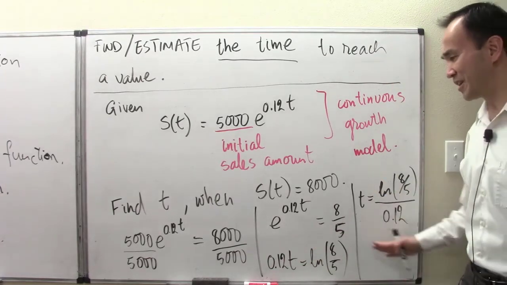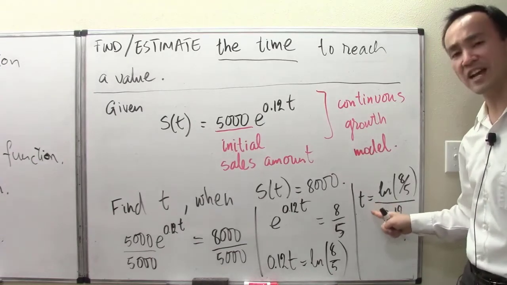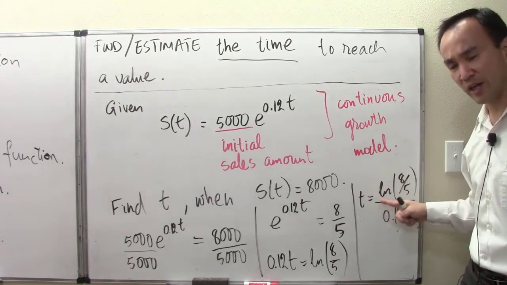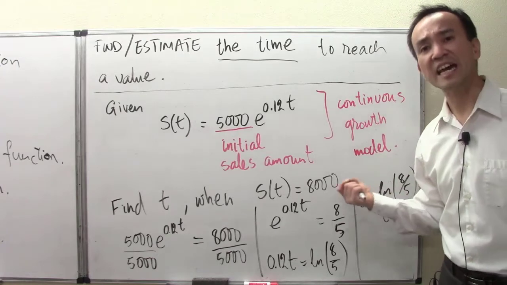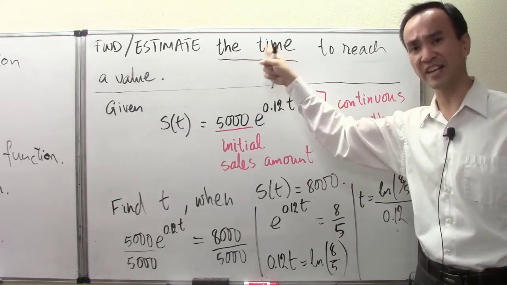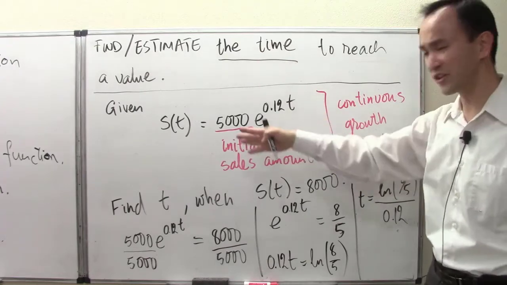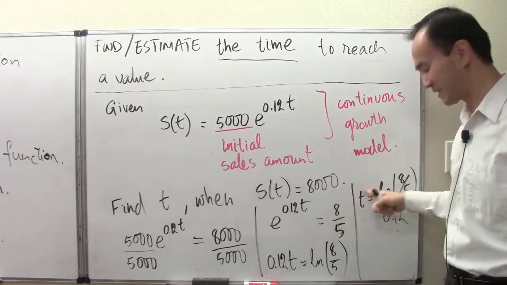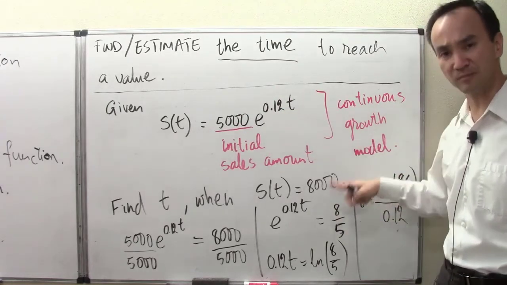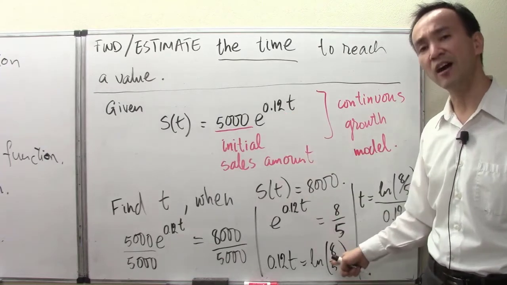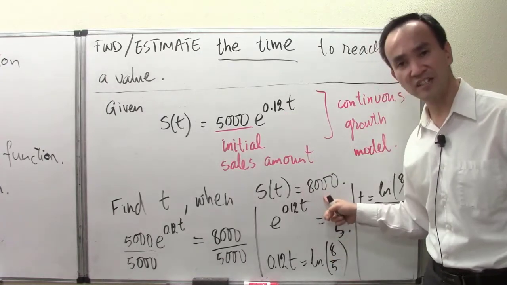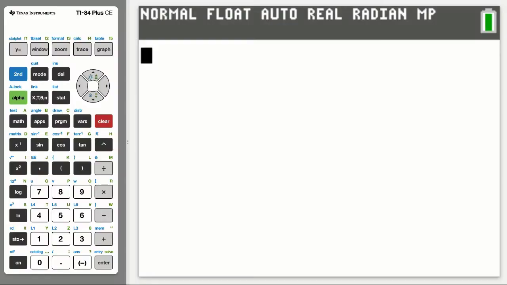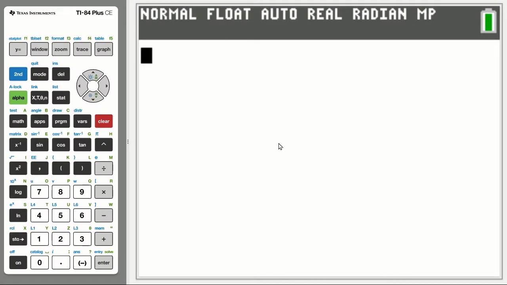Now we simply swing over to the calculator and punch this expression in to obtain an estimate of how much time it takes. I should have also noted that t in this problem is measured in years. So upon calculating this, it's approximately how many years it will take to reach 8,000 in the sales quantity.